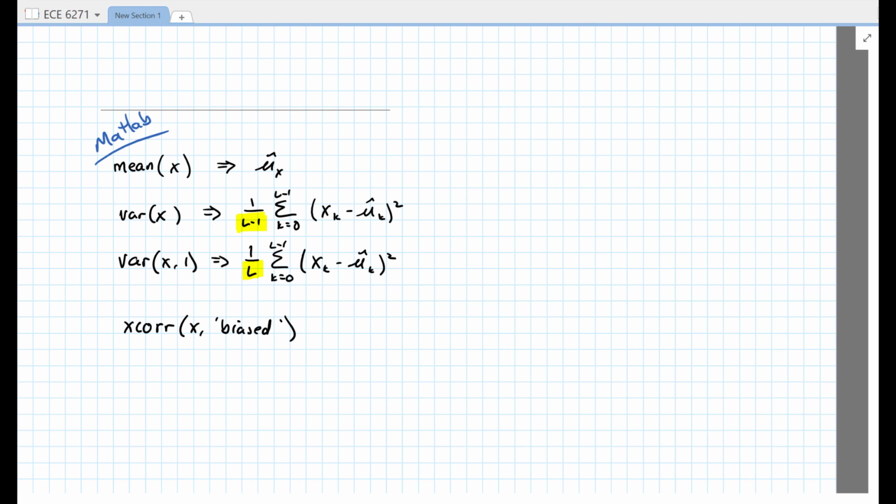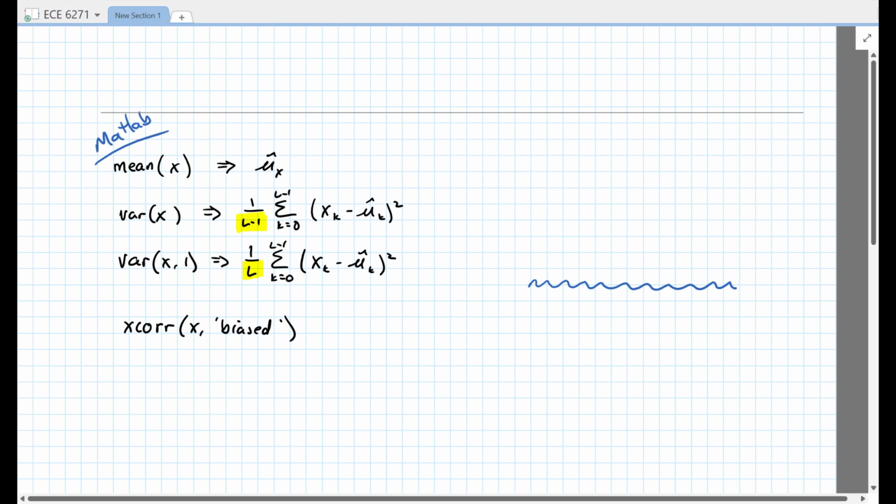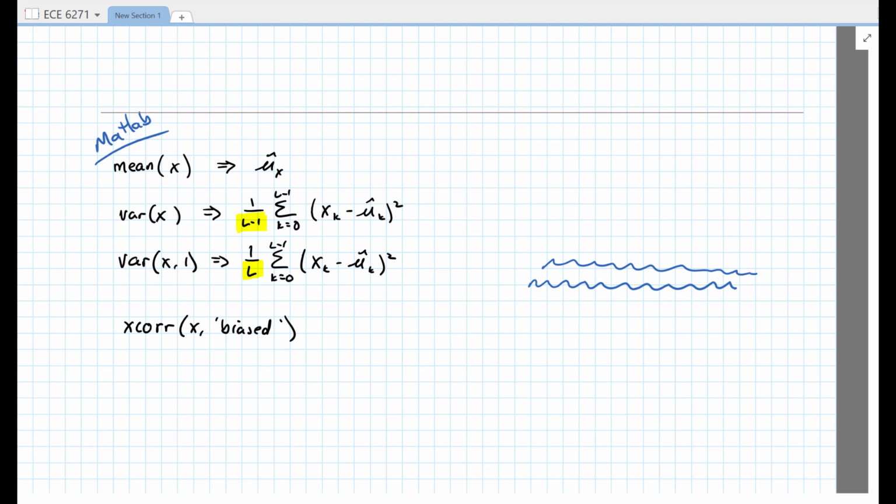So the last thing that we need to discuss is the cross-correlation function. We can use that to get the xcor function to give us the autocorrelation of x. Here's the problem. Suppose we have some samples of x. And pretend that those two waveforms are identical, the same thing.